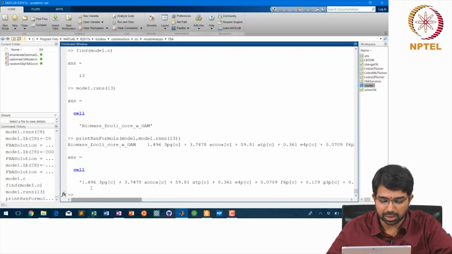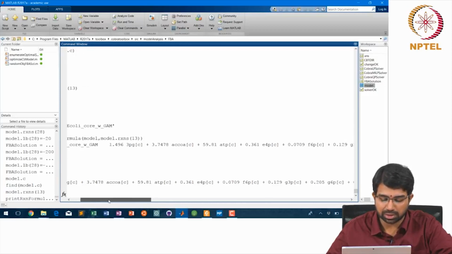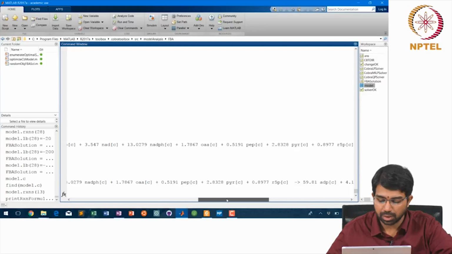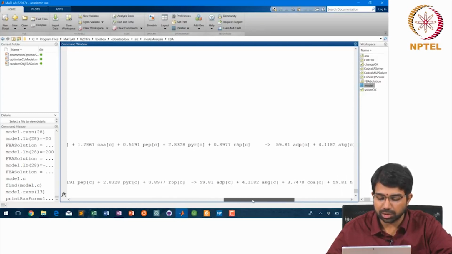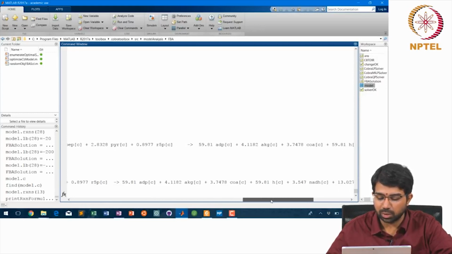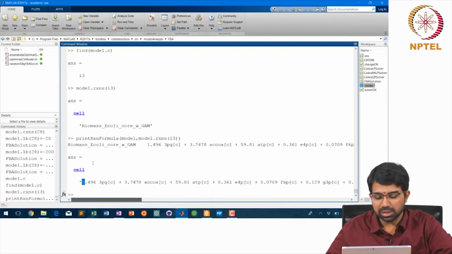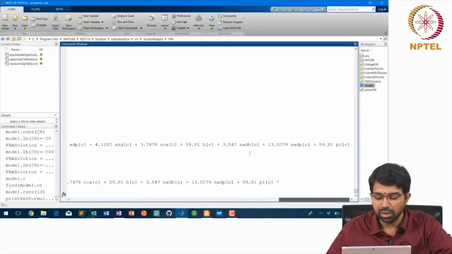So, it makes sense to see it in a simple model such as this. It says 1.5 moles of 3-phosphoglycerate plus 3.75 moles of acetyl CoA plus 59 moles of ATP gives 59 moles of ADP, alpha ketoglutarate, CoA and proton and NADH and so on. This is the fictitious reaction that is being optimized.